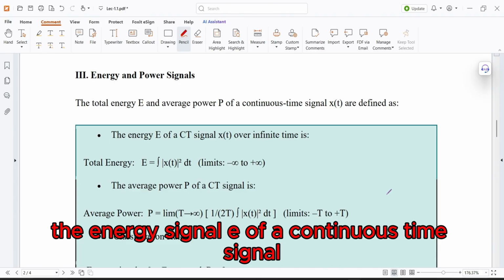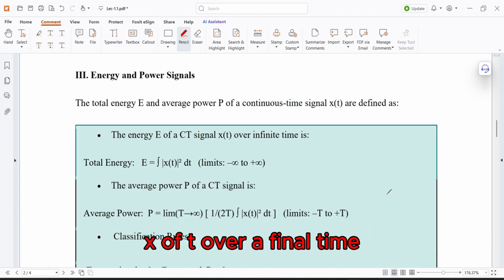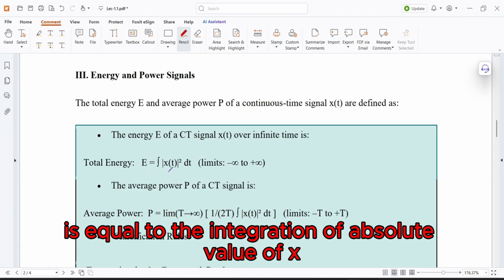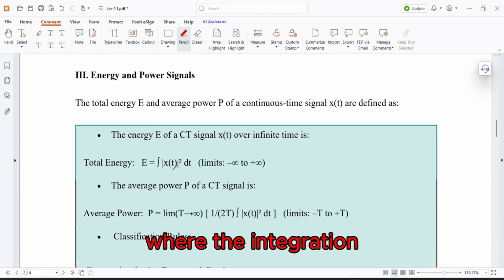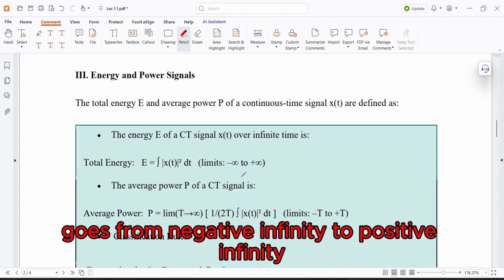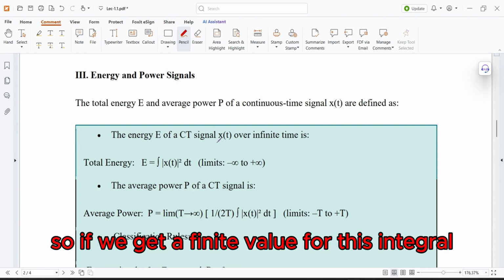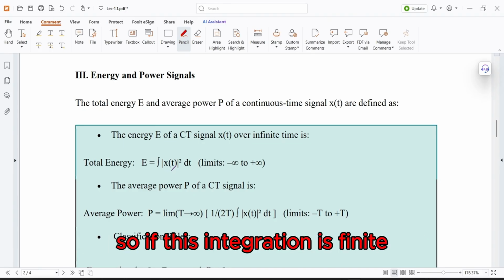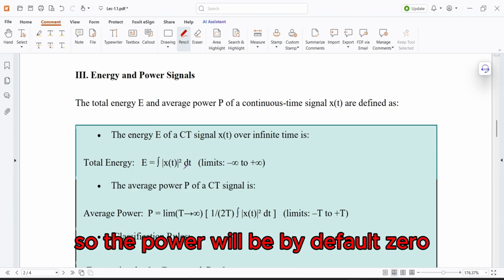The energy E of a continuous time signal x of t over a finite time is defined by using this integral. Energy is equal to the integration of the absolute value of x of t, the whole square, dt, where the integration goes from negative infinity to positive infinity. So if we get a finite value for this integral, we say this signal is an energy signal. If this integration is finite, the power will be 0 by default.